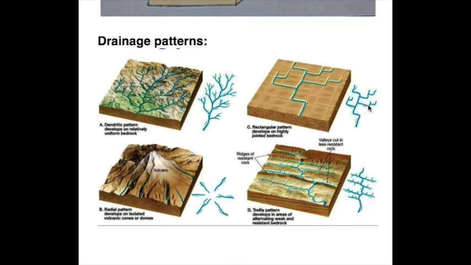Its tributaries are widely spaced, but here they are not widely spaced, and it happens due to faults, and this happened due to folds, and this is due to volcanic, the mountains created by volcano, or even due to mountains. It moves from the center to the outwards. That is radial pattern, and dendritic is the most common pattern, looks like branches.